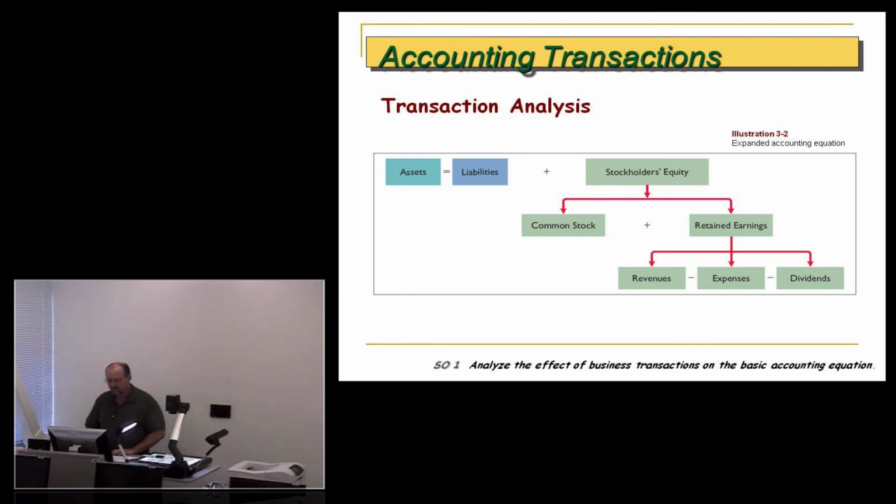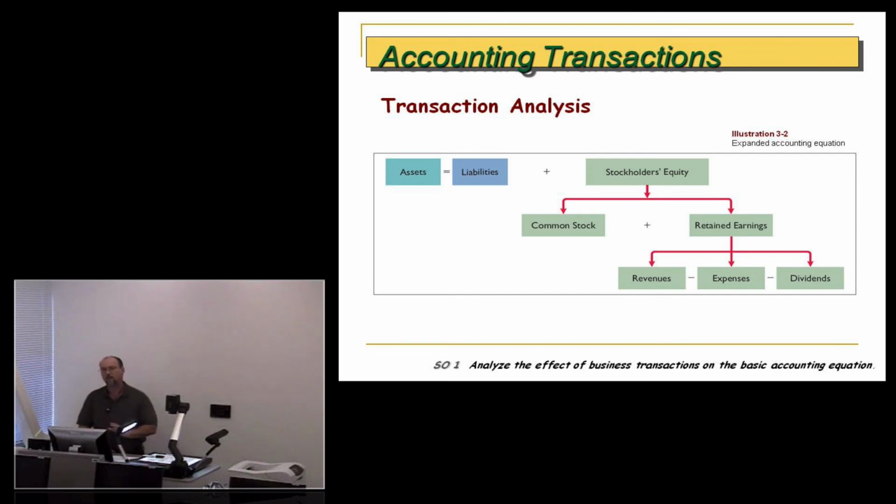And from my previous lecture, we said that retained earnings includes three particular accounts: revenues, expenses, and dividends, what I call the RED accounts. RED: revenue, expense, dividends. So that's a good memory tool for you. Okay? Every transaction is going to fall somewhere into this accounting analysis.